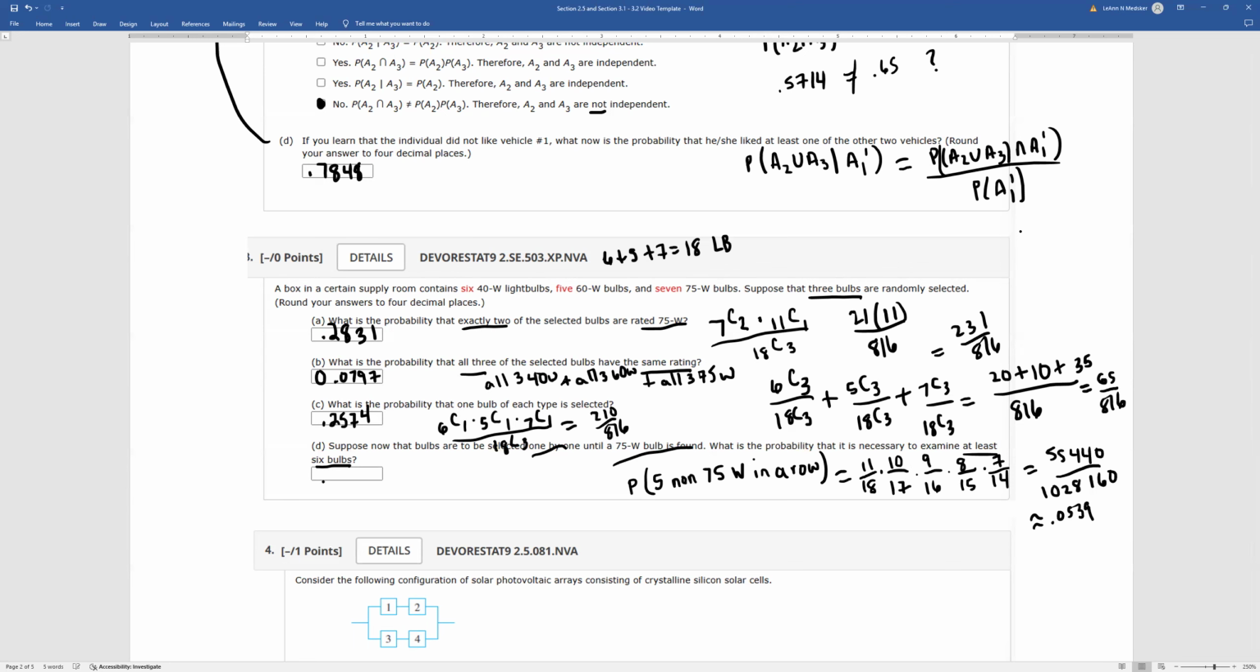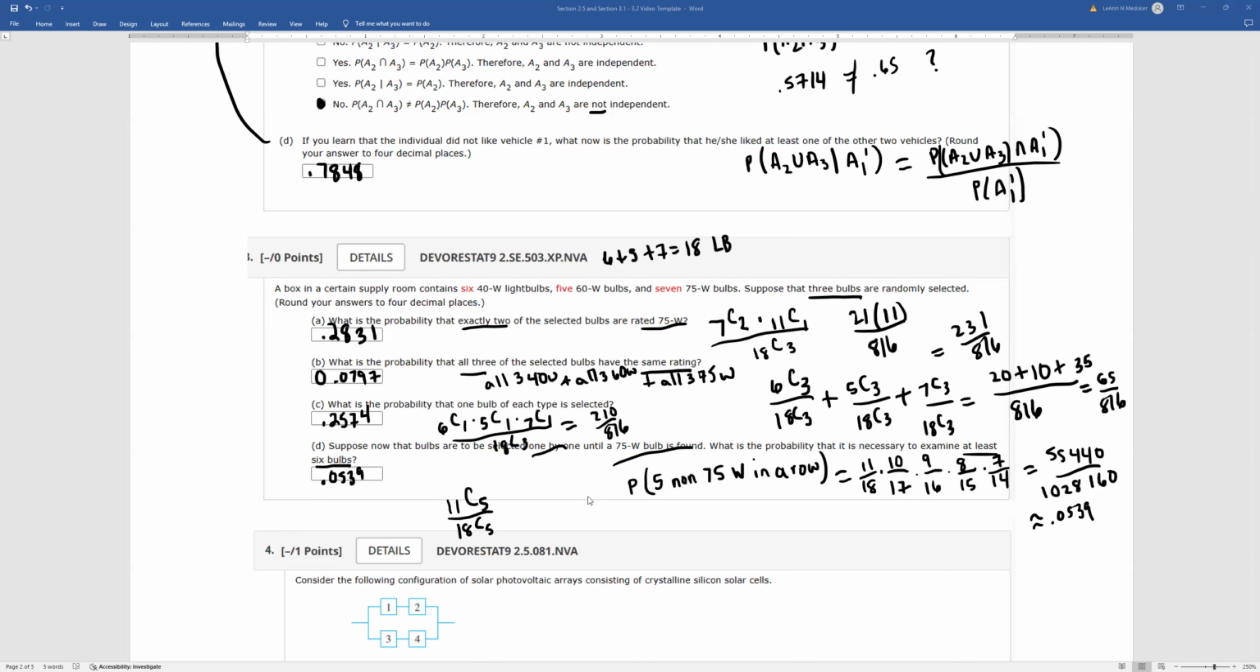Now, I'm going to go ahead and write that over here, but there was another way I could have thought of this. I could have just said, there are 11 bulbs that are not 75, and I'm going to choose 5 of them, and then that's over the 18, choose 5 of them, because again, we're choosing 5 in a row. And then the 6th one will be that one that is not, it'll be a 75.